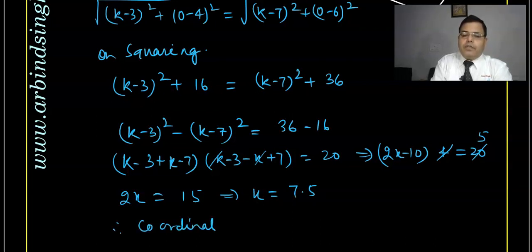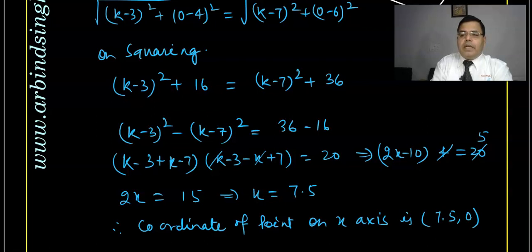So the coordinate of the point on the x-axis is (7.5, 0). That will be the answer. I hope you got it.